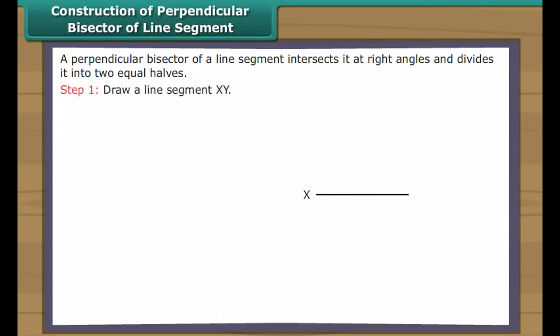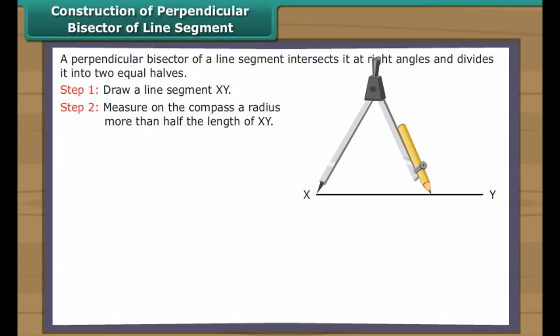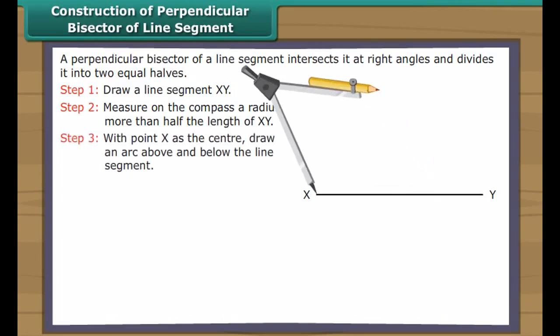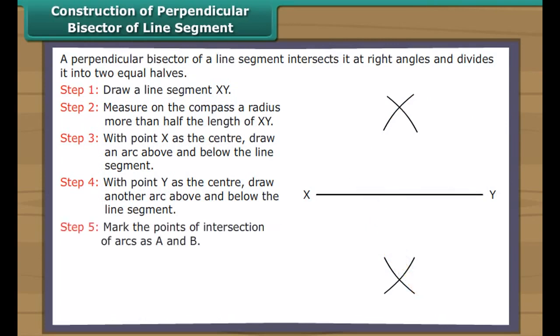Draw a line segment XY. Measure on the compass a radius more than half the length of XY. With point X as the center, draw an arc above and below the line segment. With point Y as the center, draw another arc above and below the line segment. Mark the points of intersection of arcs as A and B.